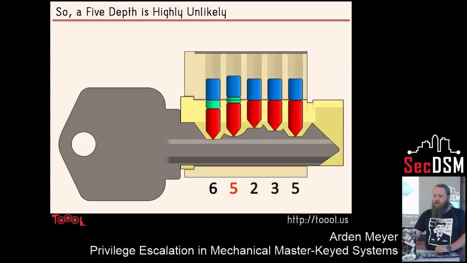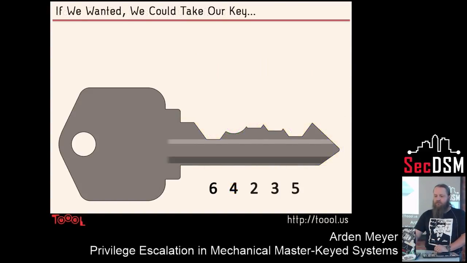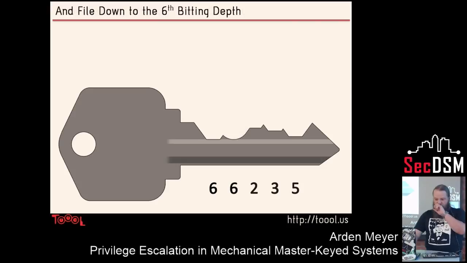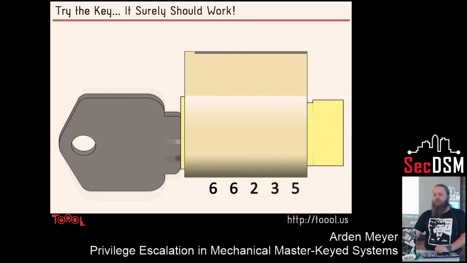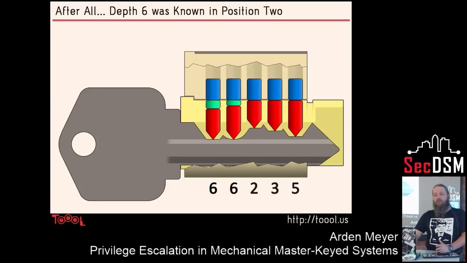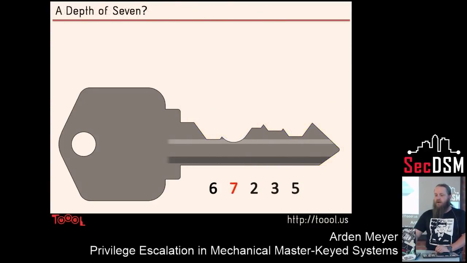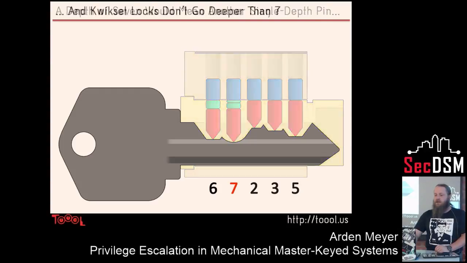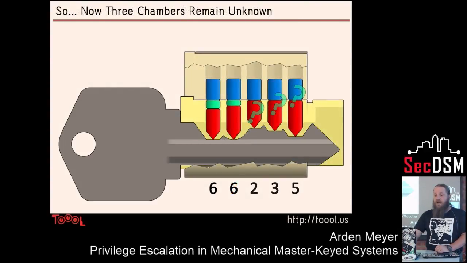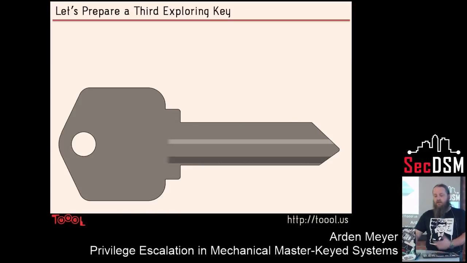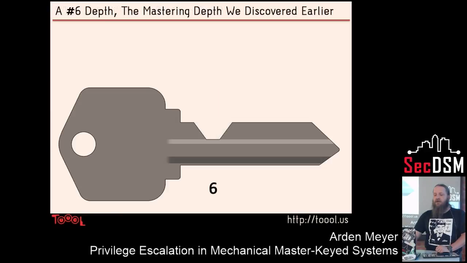Okay, so again, 5 is highly unlikely. We could try it. We could file down to the 6, but we already know that 6 works because that was the change key. That was the original key that Alice had. And we know why we don't care about 7. All right, now we have 3 chambers left. So we're gonna, again, create another exploratory key. We're gonna cut depth 1 down to our master, or pin 1 down to our master.